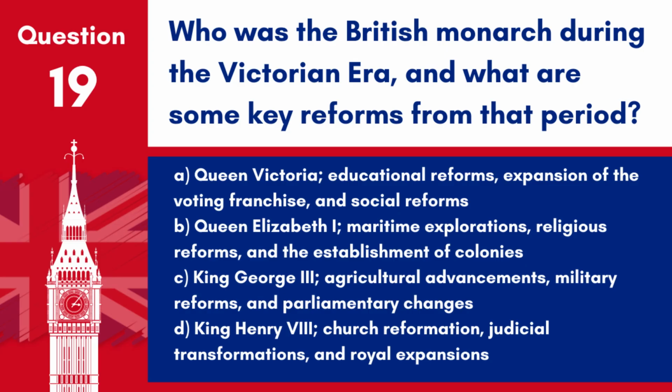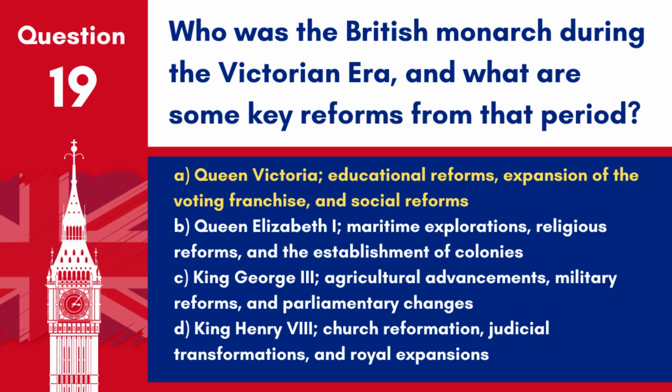A. Queen Victoria, educational reforms, expansion of the voting franchise and social reforms. B. Queen Elizabeth I, maritime explorations, religious reforms, and the establishment of colonies. C. King George III, agricultural advancements, military reforms, and parliamentary changes. D. King Henry VIII, church reformation, judicial transformations, and royal expansions. Answer: A. Queen Victoria, educational reforms, expansion of the voting franchise, and social reforms.